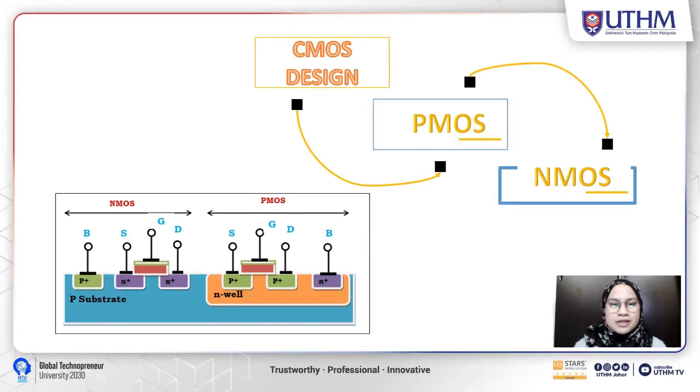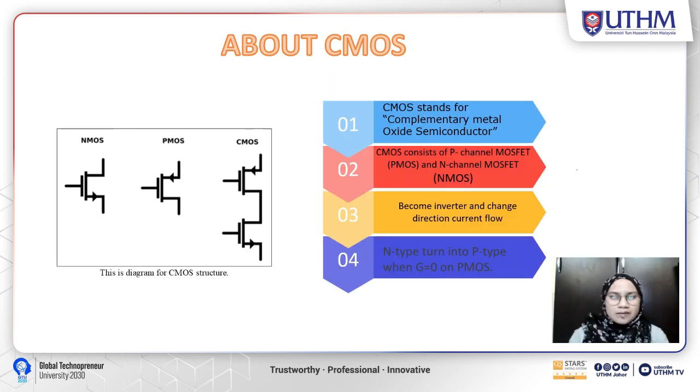For the CMOS design, CMOS is a metal oxide semiconductor technology that combines both PMOS and NMOS technologies. About CMOS, CMOS stands for complementary metal oxide semiconductor. CMOS consists of P-channel MOSFET, PMOS, and N-channel MOSFET, NMOS. Become inverter and change direction current flow. And N-type turns into P-type when G equals 0 on PMOS.